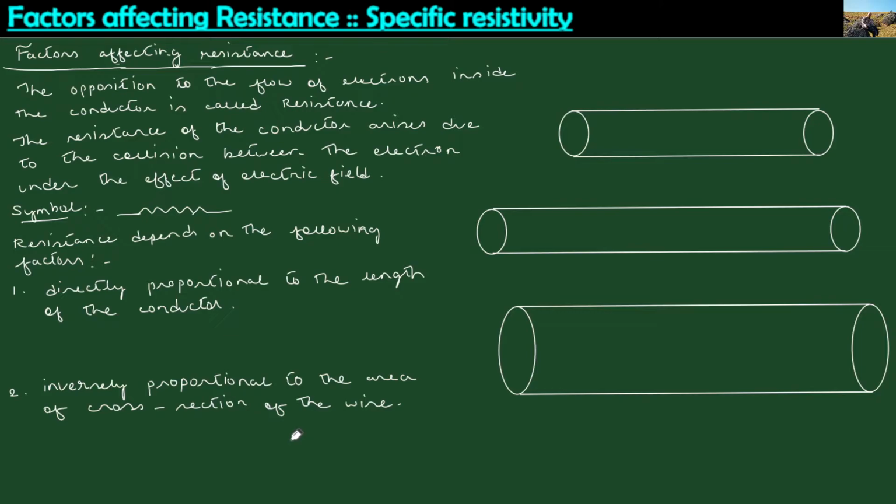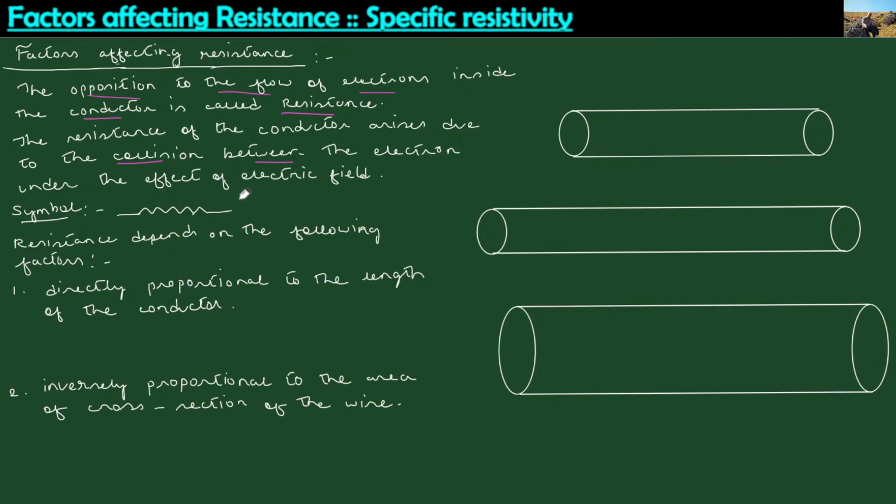Now, what is resistance? The resistance is nothing but the opposition to the flow of electrons, or the opposition to the flow of electric charges. So we know that when electrons flow inside the wire, their motion will be obstructed and they will collide among themselves. This opposition to the flow of these charge carriers inside the wire is known as resistance. And resistance arises because of this collision between the electrons.